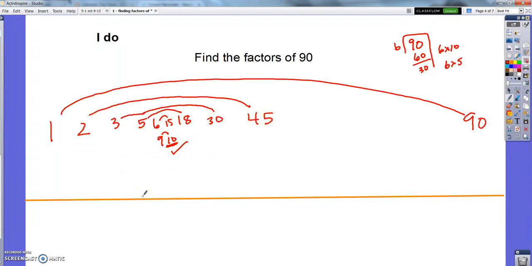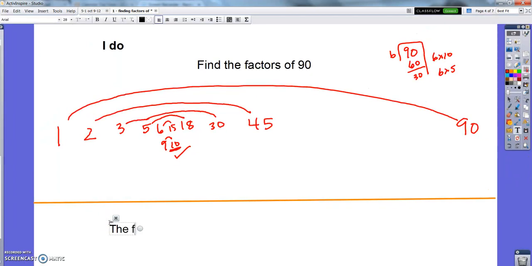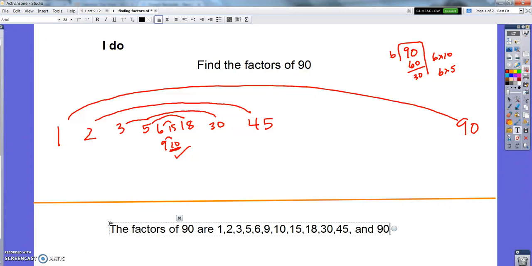So again, when you're done with a factors problem, you want to say the factors of 90 are 1, 2, 3, 5, 6, 9, 10, 15, 18, 30, 45, and 90. That's how you do it.